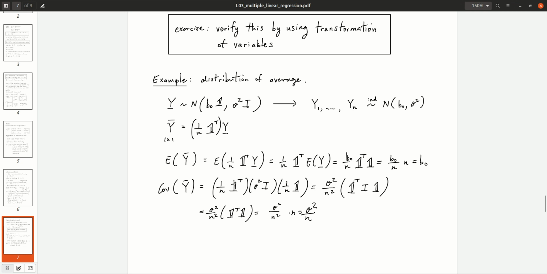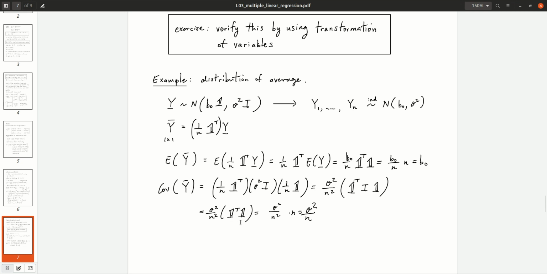So you get 1 over n times 1 transpose times sigma squared I times 1 over n times the 1 vector. We'll pull the scalars out, so this becomes sigma squared over n on the left side. Pull the 1 over n out as well, so it becomes sigma squared over n squared. And then we're left with 1 transpose I 1. And this just becomes 1 transpose 1 because I1 is 1. So we get this expression here.